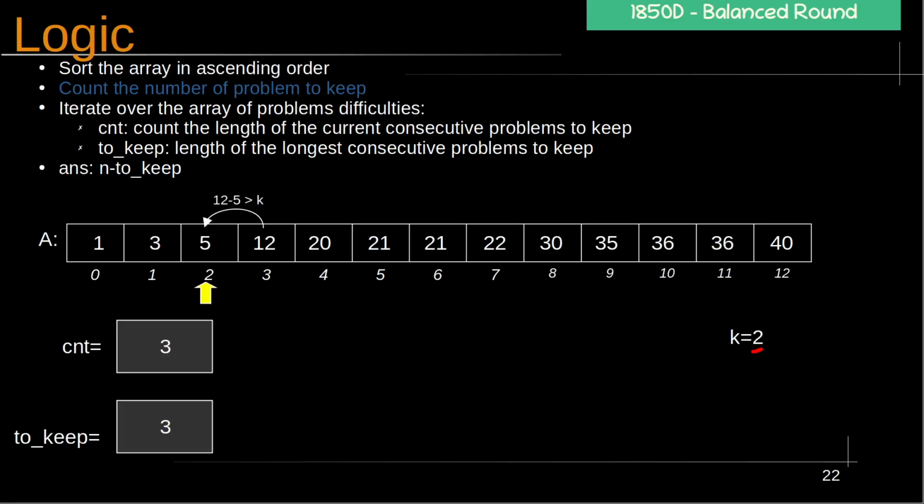We go to 5. 12 minus 5 is not less than 2. So here we have found a set of length 3, 1, 3, 5, and from this point we have just one, which is 12. So our counter is 1, but T, the maximum length of balanced problems for now, is 3: problem of difficulty 1, problem of difficulty 3, and problem of difficulty 5.